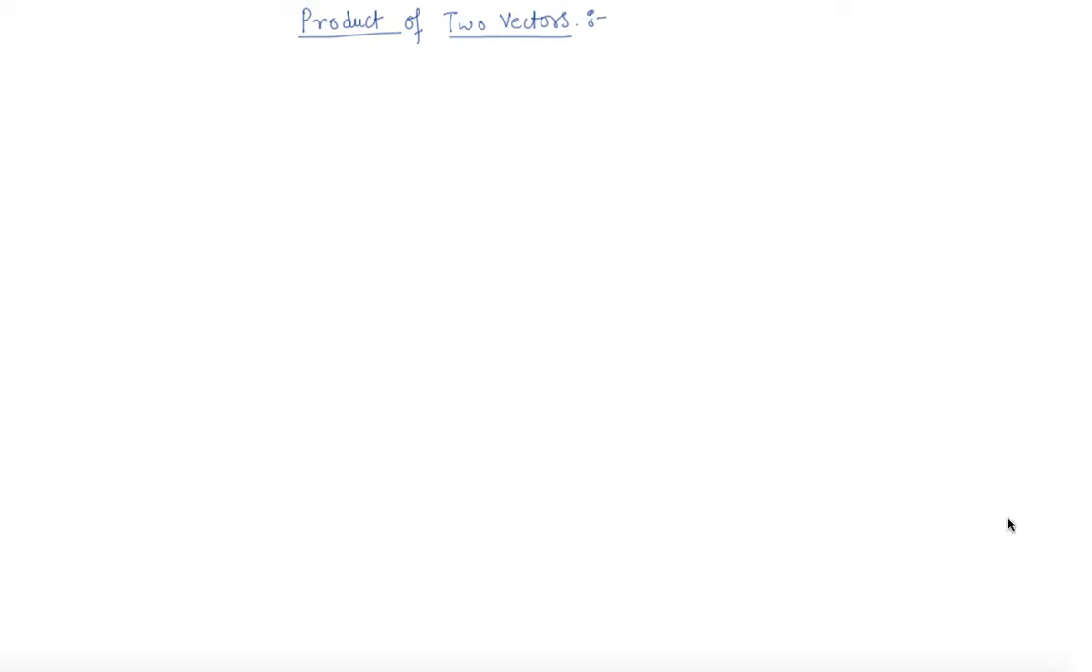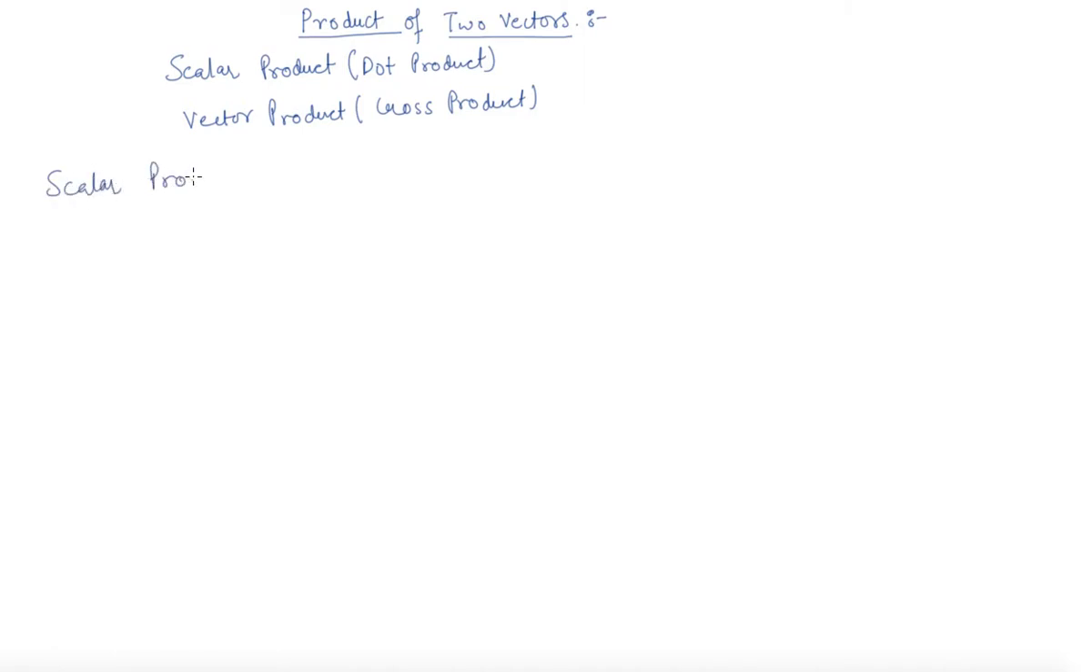So in today's lecture we'll study about the product of two vectors. Basically there are two types of product. One is named the scalar product, also called the dot product. The second one is the vector product, also known as the cross product. In this lecture, we'll study the scalar product.